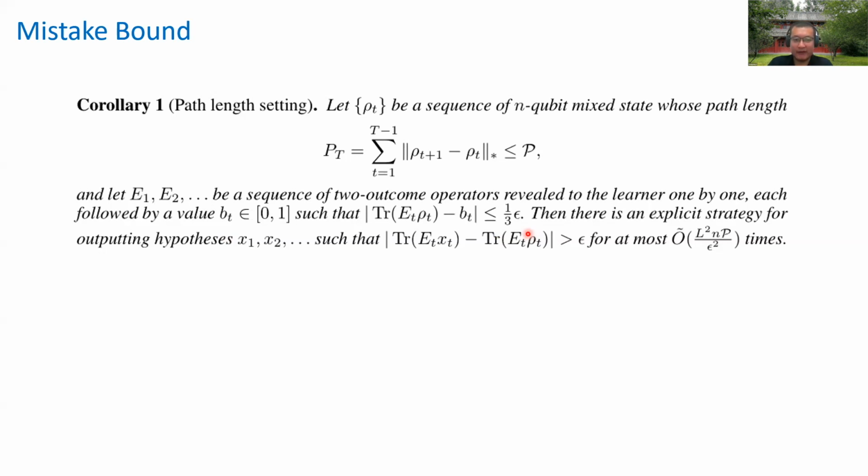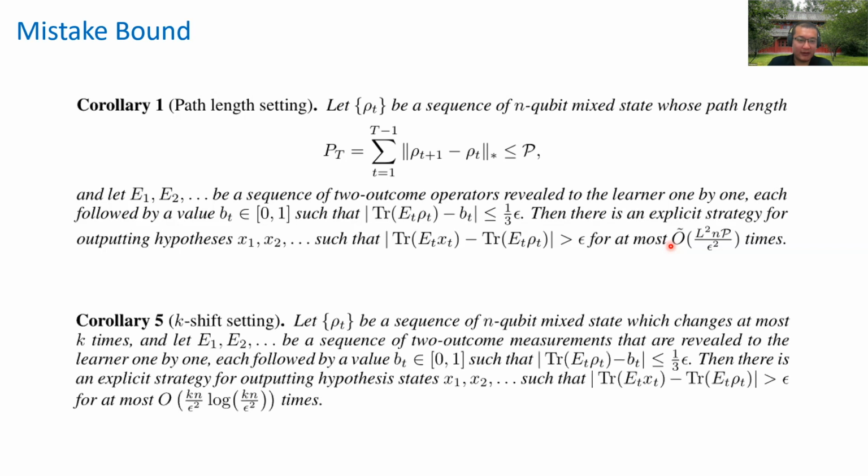So using such measurement operators, each time after you make a prediction, you get the value of b_t. Then there is an explicit quantum algorithm such that you can output hypotheses X1, X2, etc., so that the event where your prediction deviates by at least epsilon does not happen many times. It happens only on the order of L squared times N times P over epsilon squared times. So this is a hard promise about the number of mistakes we are going to make throughout our algorithm.